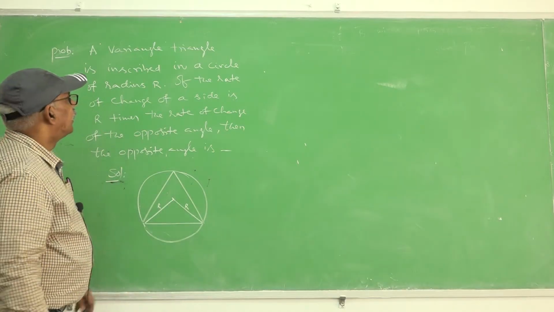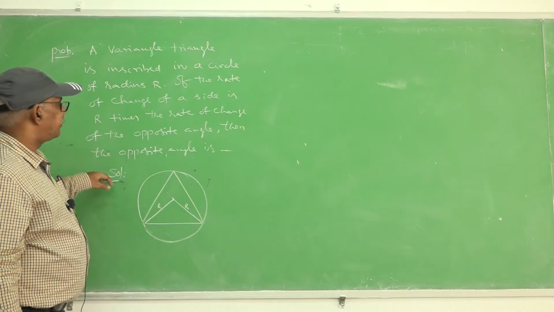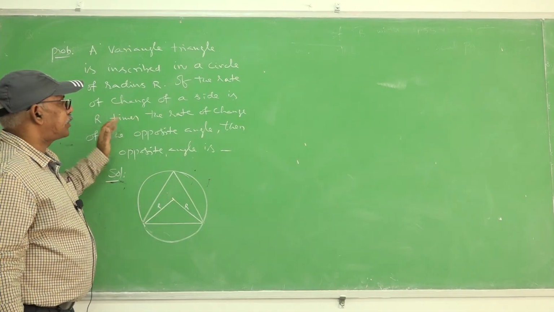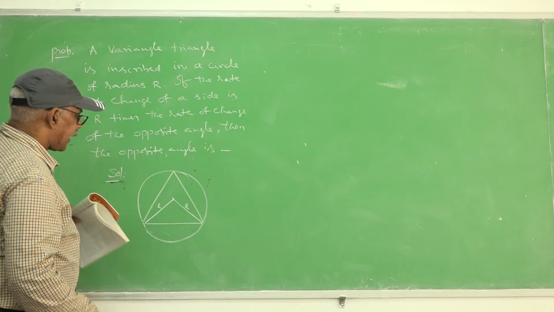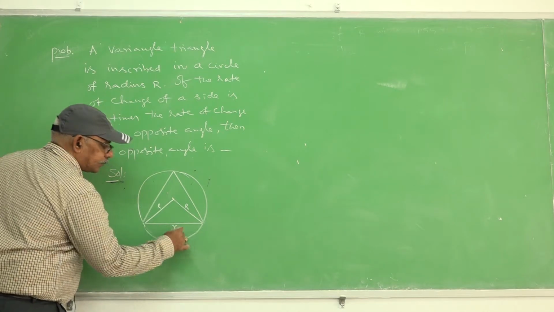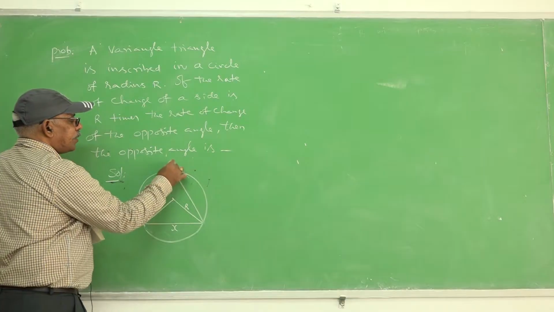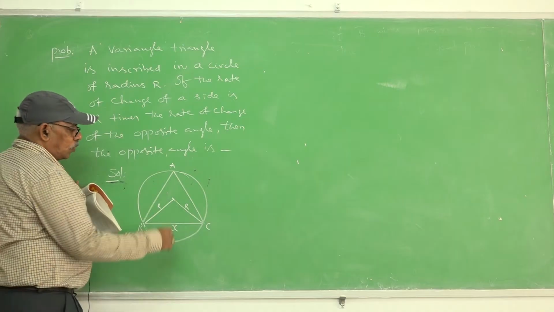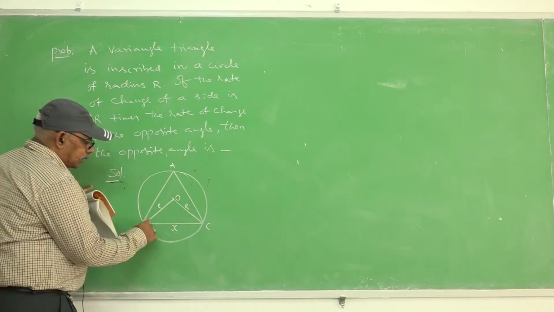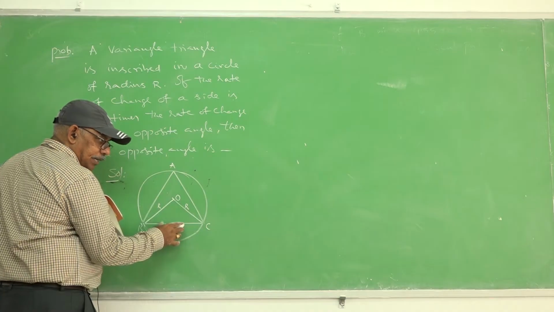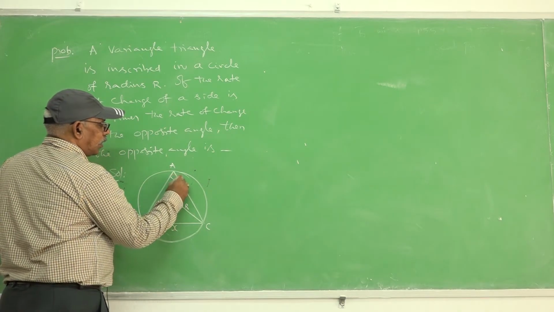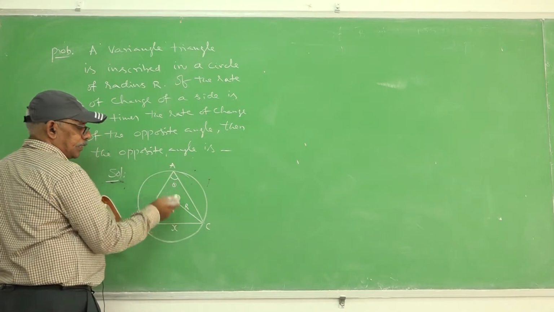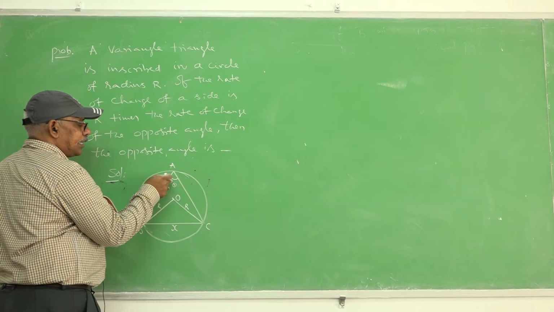Now, the rate of change of a side is capital R times the rate of change of its opposite angle. Suppose triangle ABC is the triangle inscribed in the fixed circle of radius R, and O is the center. Let us suppose X is one side, and the angle opposite to this side is theta.